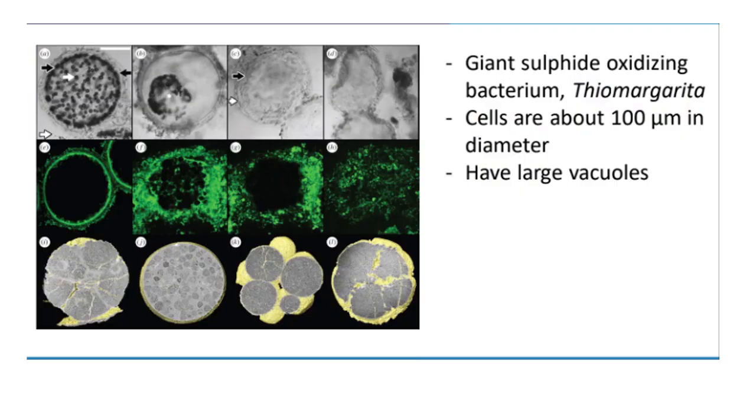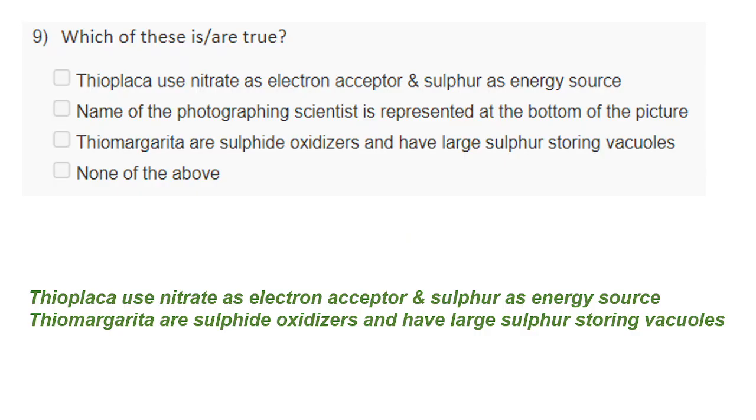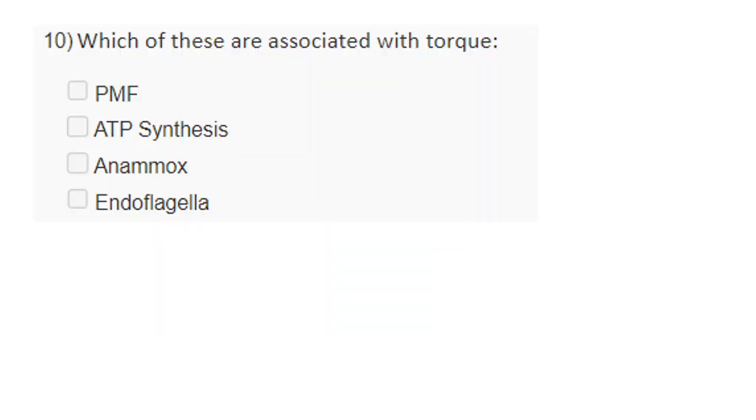The slide is also from the lecture videos. And Thioploca is the type of bacteria that uses nitrate as electron acceptor and sulfur as energy source. This is also shown in the lecture slides, so you can go back and check this out as well.